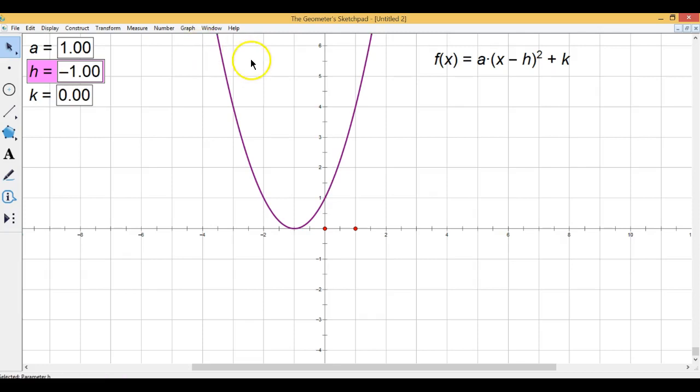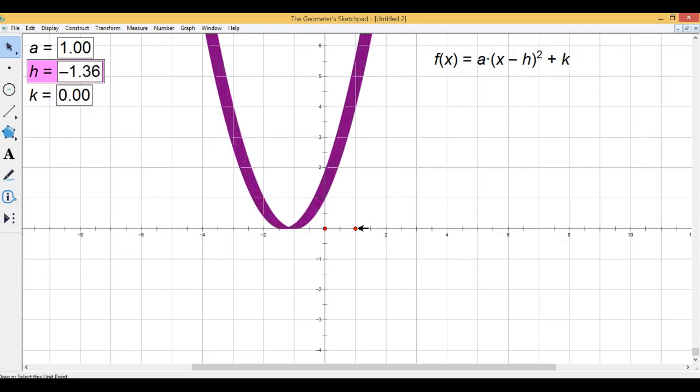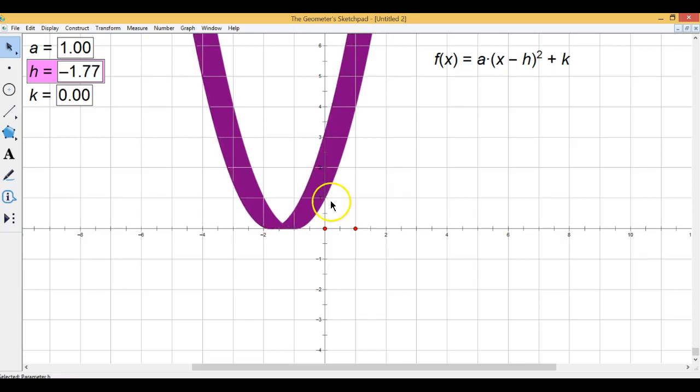So when h is minus 1, just think about that. This is x minus h, so when h is minus 1, it's x minus minus 1. So this would look like x plus 1 squared. It's kind of counterintuitive in a way. When it's x plus 1 in there, it shifts to the left one. When it's x minus 1, it shifts to the right one. And you can see what's going on as h goes further into the negatives: it just goes further left.